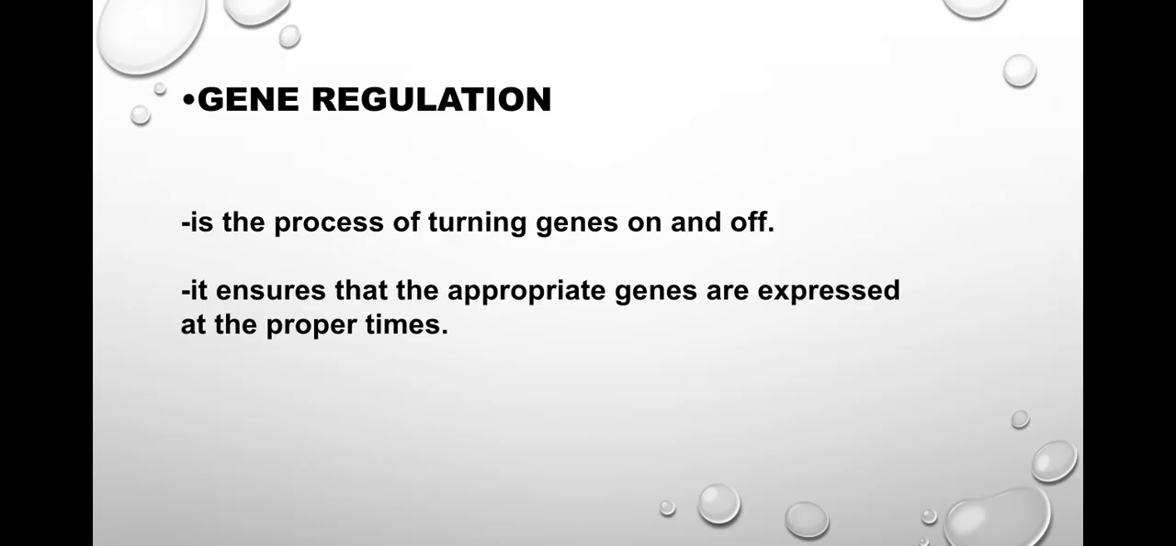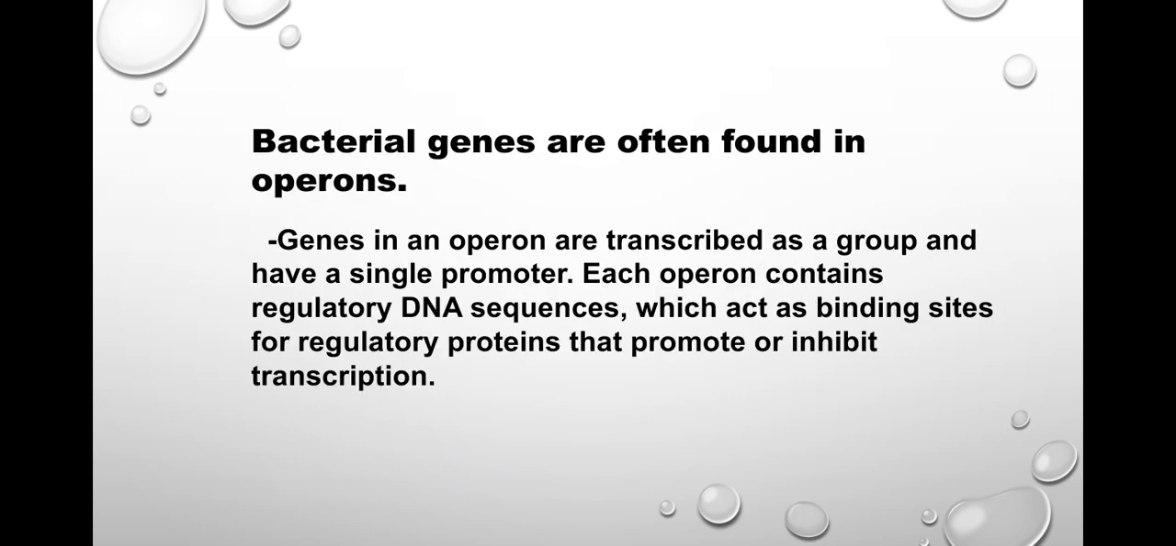Let's move to gene regulation. Gene regulation is the process of turning genes on and off. It ensures that the appropriate genes are expressed at the proper times. During early development, cells begin to take on specific functions. Gene regulation can also help an organism respond to its environment.